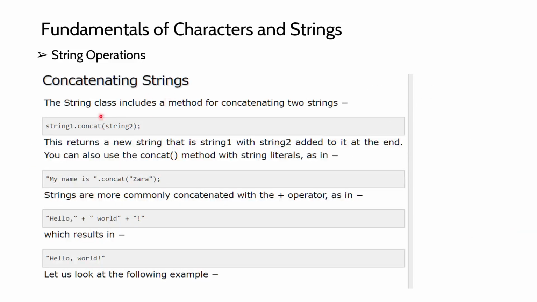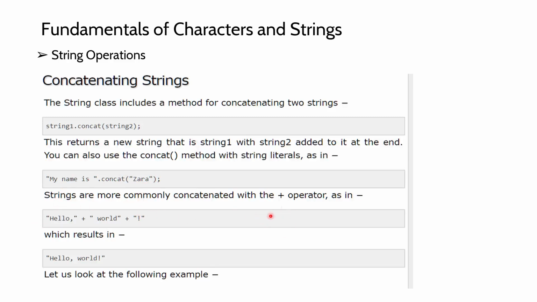The string class also includes a method for concatenating two strings. So what we'll do is we will call the method concat on an existing string and pass into it the string that we wish to concatenate. So this returns a brand new string with the string that's passed as the argument added to the calling string at the end. So you can use, again, the concat method with string literals. So we can see here, my name is, and you can see this is a literal, and we can call concat and add Zara right there. So that would return my name is Zara.